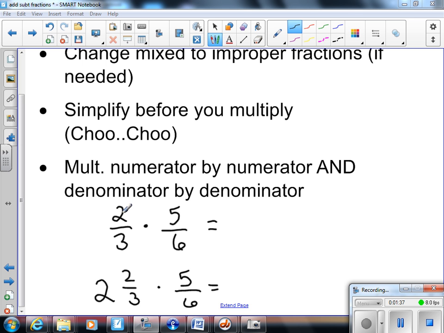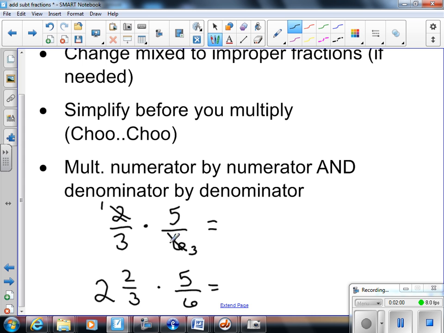What I mean by simplifying before you multiply is look at your diagonals. If I have 2 and 6, do they have a common factor that I could simplify if they were a fraction? Yeah, I could divide them both by 2. So I do it in my head. 2 divided by 2 is 1, 6 divided by 2 is 3. Now can I simplify a 3 and a 5?